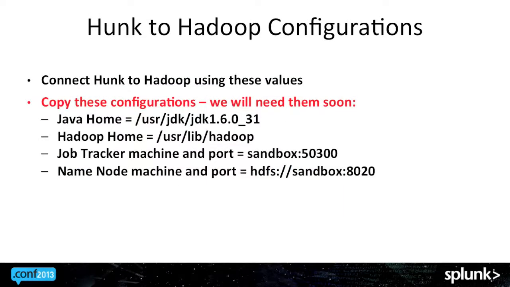To set up Hunk to connect to Hadoop, we need to copy these four pieces of information. We need the Java home, we need the Hadoop home, we will need the job tracker machine and port, as well as the name node machine and port on top of the Hortonworks sandbox, so that when Splunk connects to Hadoop, it has all these parameters set up as part of its configuration.